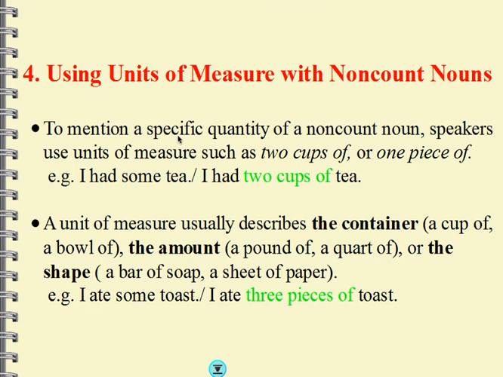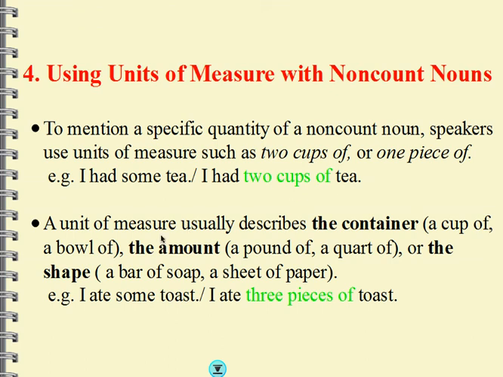Subtitle 4. Using units of measure with non-count nouns. To mention a specific quantity of a non-count noun, speakers use units of measure such as 2 cups of or 1 piece of. Example, I had some tea. I had 2 cups of tea. This shows a specific quantity of the non-count noun tea.